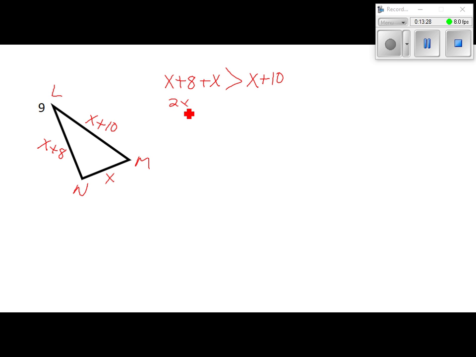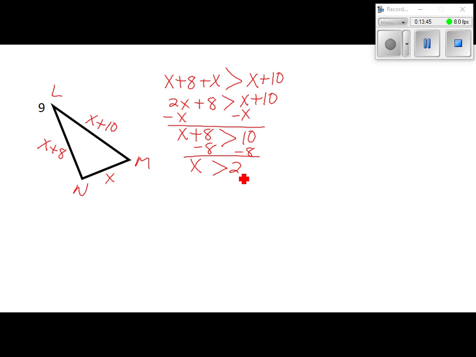This is 2x plus 8, collecting like terms there, greater than x plus 10. Subtract x on both sides. You end up with x plus 8 is greater than 10. Subtract 8 on both sides, and we now know that x has to be greater than 2. So we know x has to be bigger than 2. Maybe that's all we'll be able to figure out. We've got to try the other sides to see.